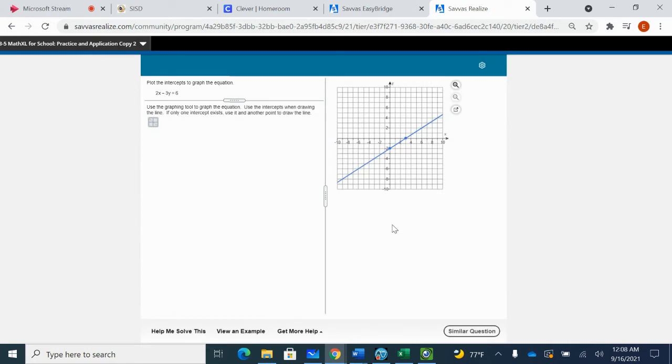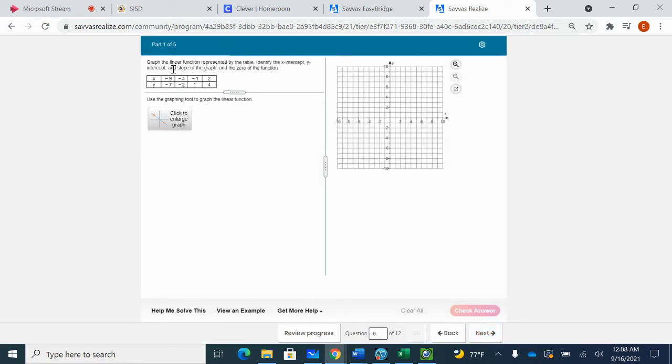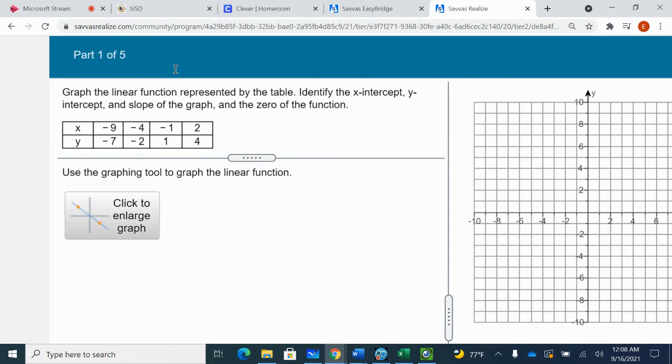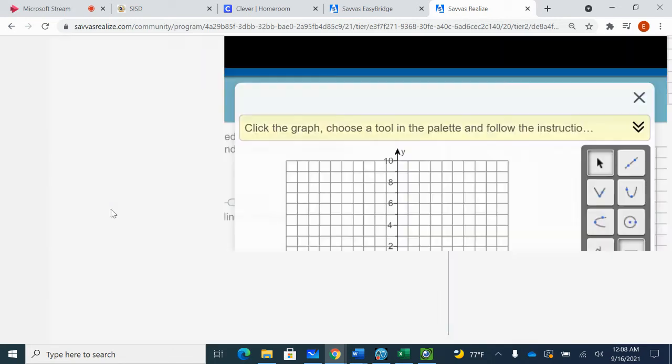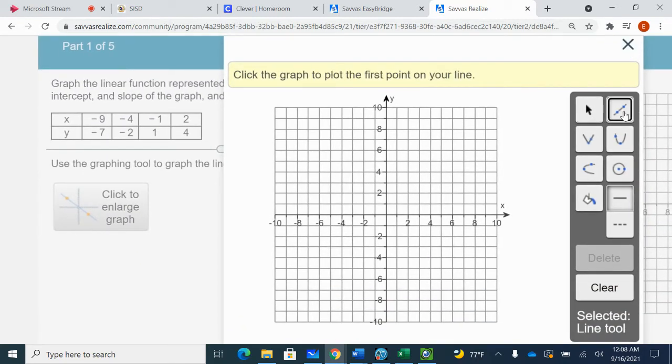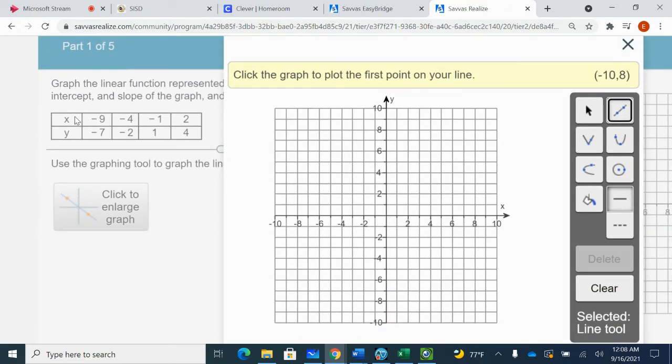All right, let's go to problem number 6. Problem number 6 says, graph the linear function represented by the table. Identify the x-intercept, y-intercept, and slope of the graph and the zero of the function. Now this one, they actually give us a table, so we don't have to do much. We can just graph these points. It doesn't matter what 2 points we pick.